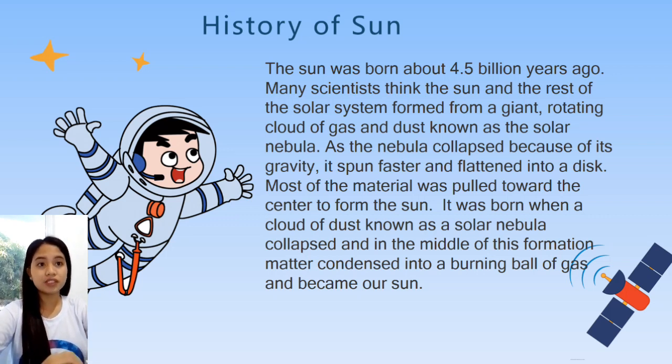Next is the history of the sun. The sun was born about 4.5 billion years ago, and many scientists think the sun and the rest of the solar system formed from a giant rotating cloud of gas known as the solar nebula. As the nebula collapsed because of its gravity, it spun faster and flattened into a disk. Most of the material was pulled toward the center to form the sun.